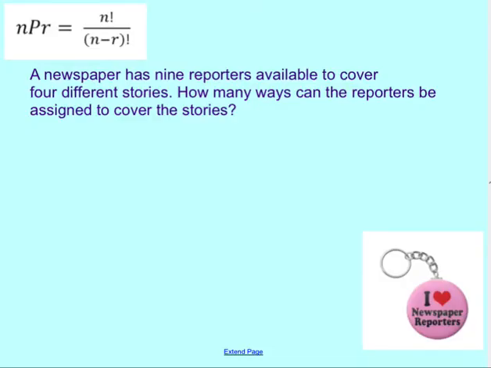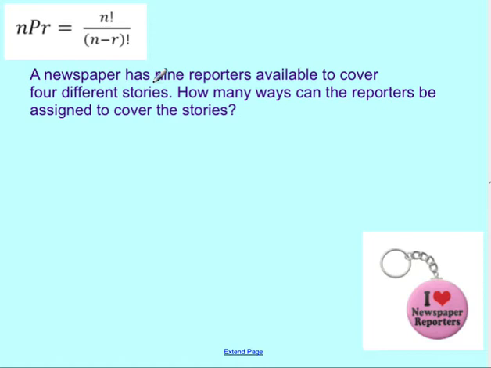So for number 4, a newspaper has 9 reporters available to cover 4 stories. So the order does matter, because if I assign Mr. Yonker a story about giraffes and I assign Mrs. Ross a story about lions, a different way would be to assign Mr. Yonker a story about lions and Mrs. Ross a story about giraffes. So the order does matter here.